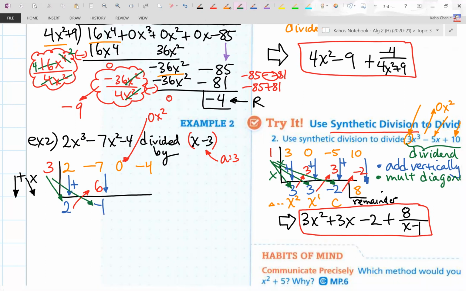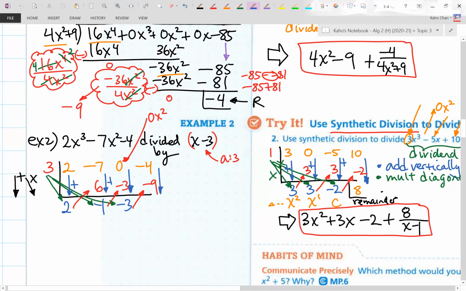3 times negative 1 is negative 3. Add the third column numbers. 0 plus negative 3 is negative 3. And multiply the a value with that sum. 3 times negative 3 is negative 9. Put it in the last column right there, and then add vertically. Negative 4 plus negative 9 is negative 13. And ladies and gentlemen, the last column is your remainder.